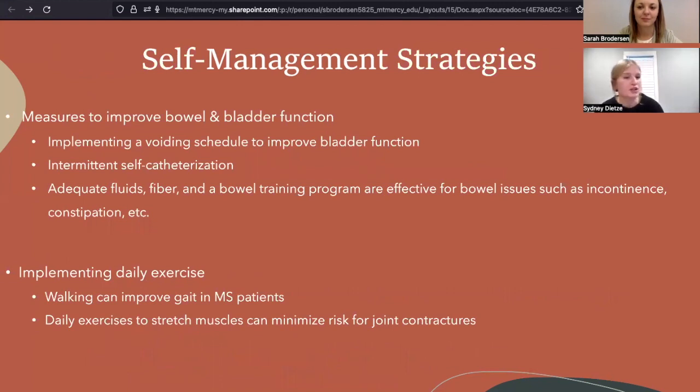So self-management strategies. So first, just measures to improve that bowel and bladder function. Implementing a voiding schedule to improve bladder function can be useful. So just ensuring that they're going to the bathroom at least every 3 hours and then consuming about 1,500 milliliters of fluid daily. And then self-catheterization is common with MS patients and has been shown to improve bladder control. Adequate fluids, fiber, and a bowel training program are also effective for the bowel issues such as incontinence and constipation.